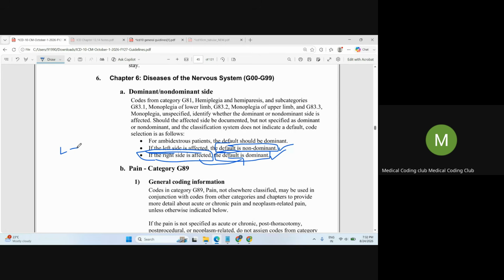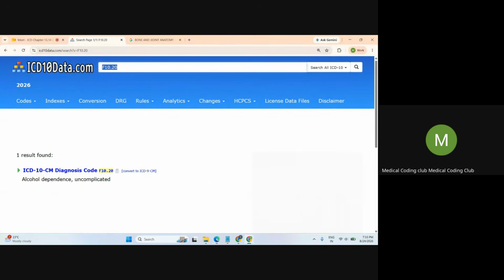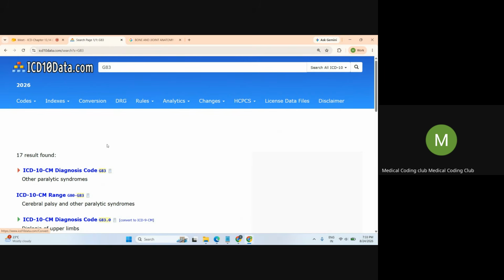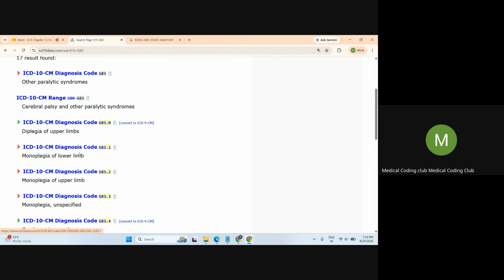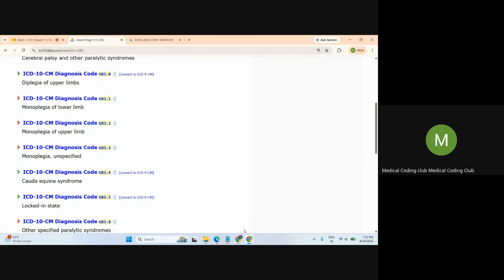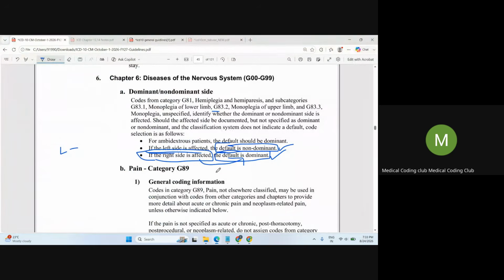Can you still code left side non-dominant as a default rule, or will you follow whatever the doctor says? He says the left side was dominant for the person, then you will take the dominant code. Left side dominant code you will take. So this is very important. Do not get confused, okay? G80, G81.